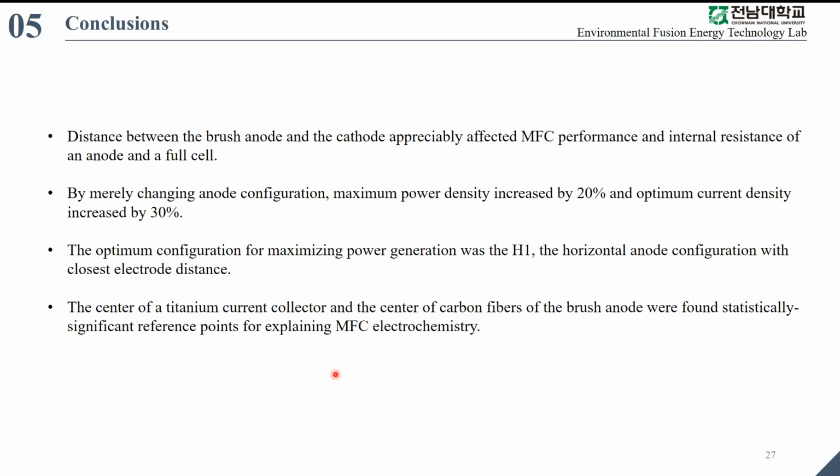Conclusions. Distance between the brush anode and the cathode appreciably affected MFC performance and internal resistance of an anode and a full cell. By merely changing anode configuration, maximum power density increased by 20% and optimum current density increased by 30%. The optimum configuration for maximizing power generation was the H1, the horizontal anode configuration with closest electrode distance. The center of a titanium current collector and the center of carbon fibers of the brush anode were found statistically significant reference points for explaining MFC electrochemistry.